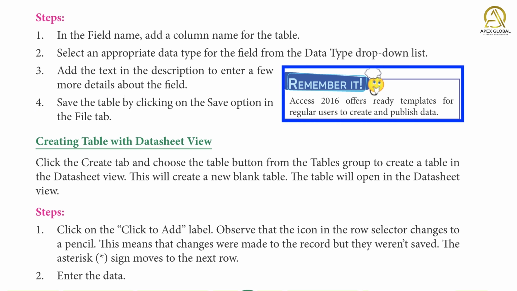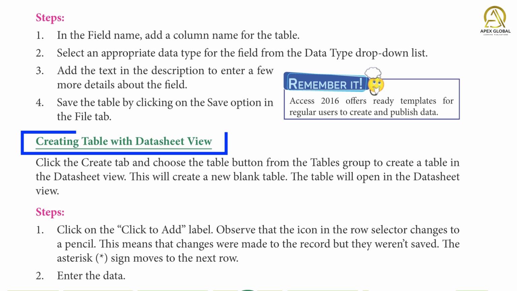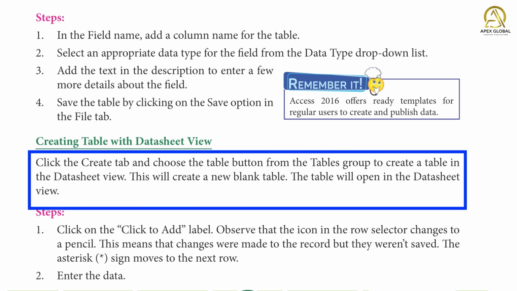Remember it. Access 2016 offers ready templates for regular users to create and publish data. Creating table with Data Sheet view. Click the Create tab and choose the Table button from the Tables group to create a table in the Data Sheet view. This will create a new blank table. The table will open in the Data Sheet view.